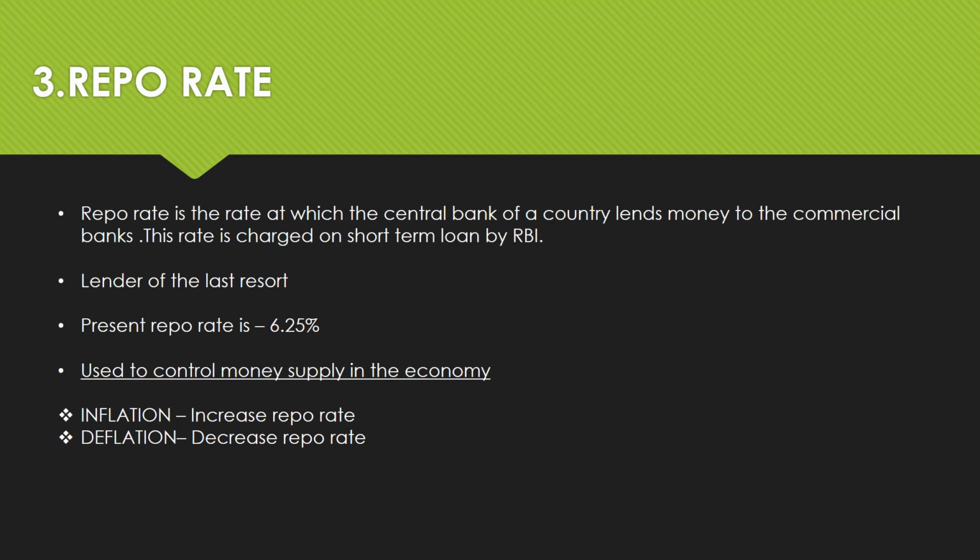Clear? And when there is deflation in the economy, what can the Reserve Bank of India do? As now we need to increase the money supply in the economy, the Reserve Bank of India decreases the repo rate. And as a result of decreasing the repo rate, the commercial banks will be willing to take loans from the Reserve Bank of India. And the Reserve Bank of India will be providing loans. Clear. And as a result, the commercial banks have more money with them and they can now give more loans to the public, and thus the deflation problem is solved.